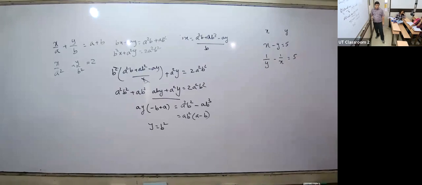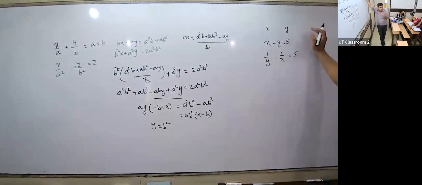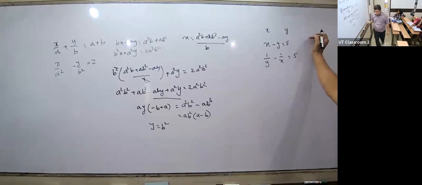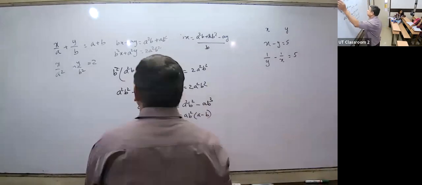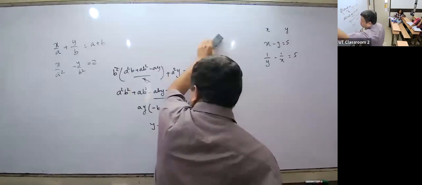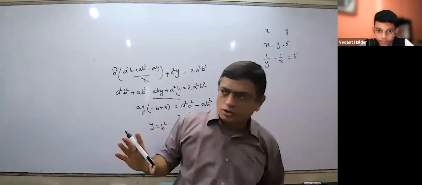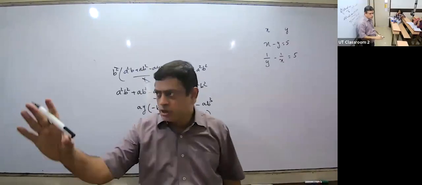Understood or not? Yes, sir. Because for the smaller number, the reciprocal is bigger, so smaller and bigger will interchange. Now you know how to do it. It will come in quadratic form when you substitute. Okay, your problem is solved. Yes, Vedant, what is your doubt?